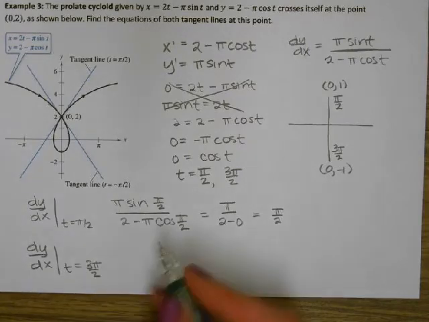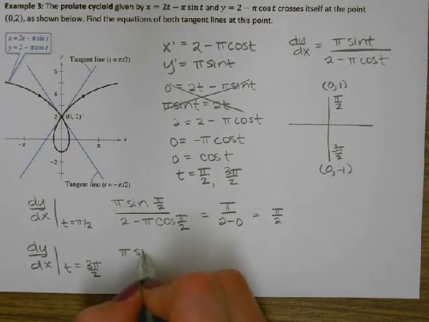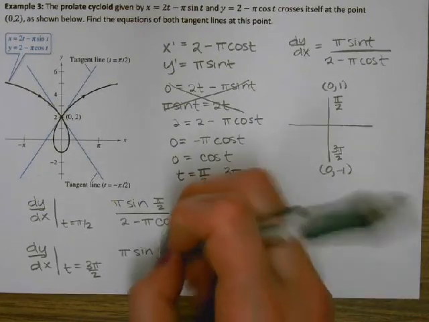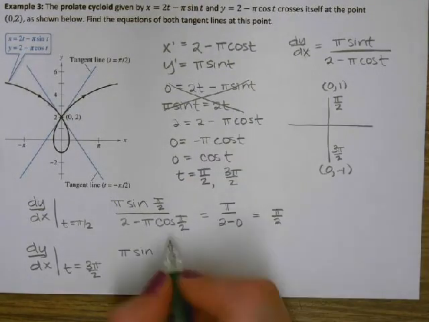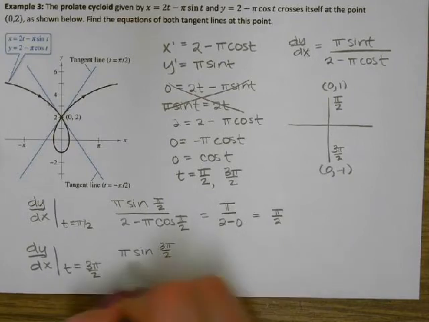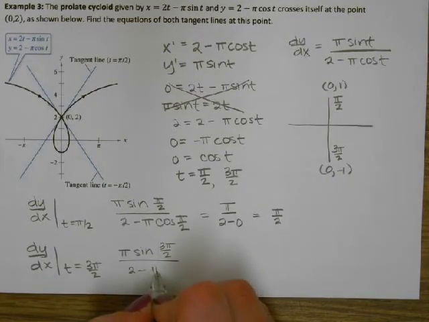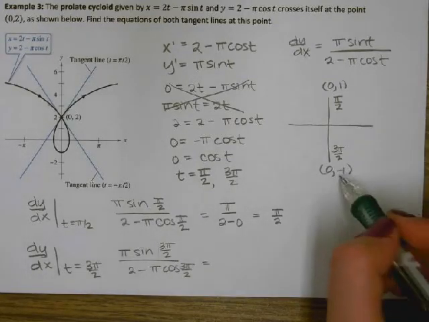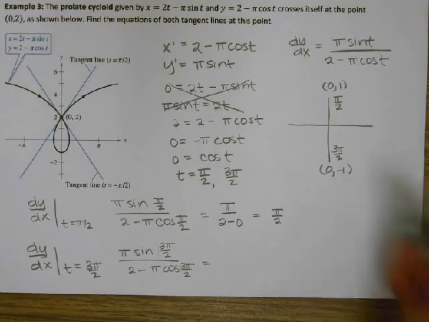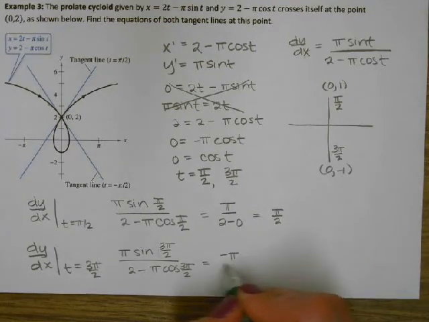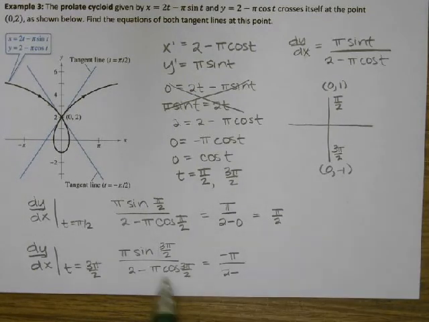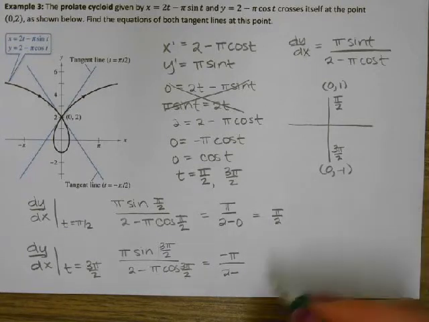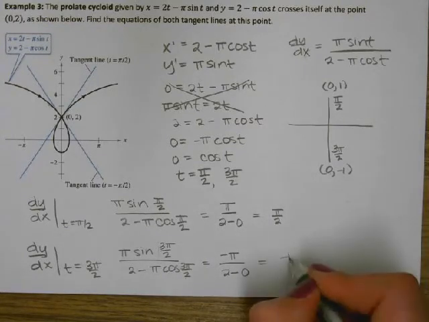And then for the other one, I'm going to have pi times sine of 3 pi halves, I guess I don't need parentheses there, divided by 2 minus pi times cos of 3 pi halves. And pi times sine of 3 pi halves would be pi times negative 1, so that's negative pi. And then we have 2 minus pi times cos of 3 pi halves, which is 0. So negative pi over 2.